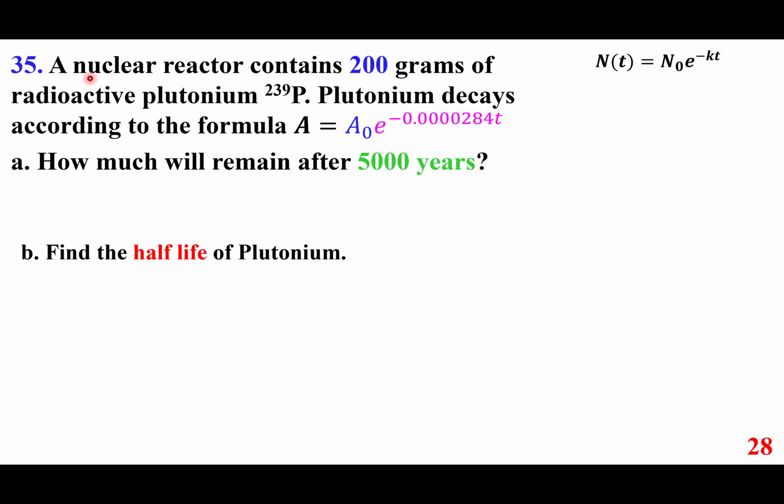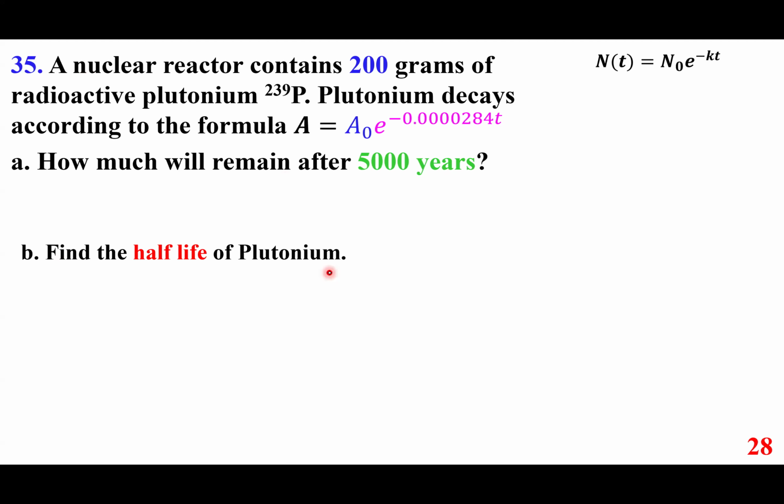A nuclear reactor contains 200 grams of radioactive plutonium-239. It decays according to the formula A equals A sub 0, e to the power of negative 0.0000284T. And we use N of T equals N sub 0 e to the power minus KT in general. How much will remain after 5,000 years? Find the half-life of plutonium.